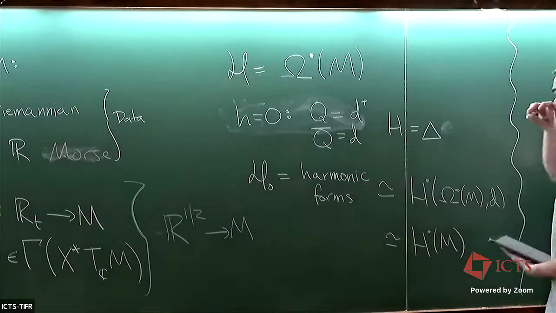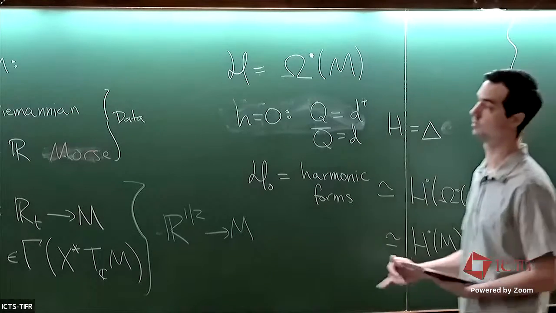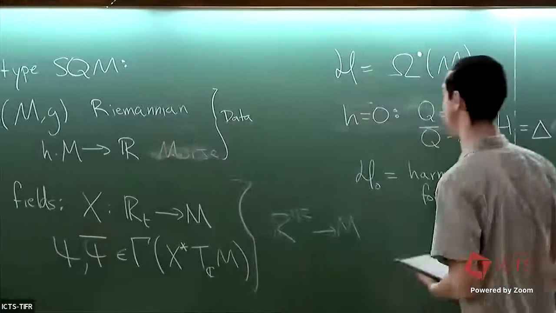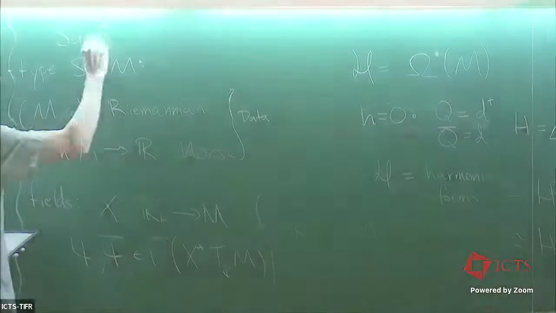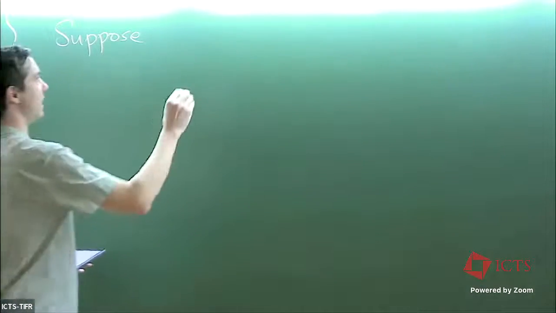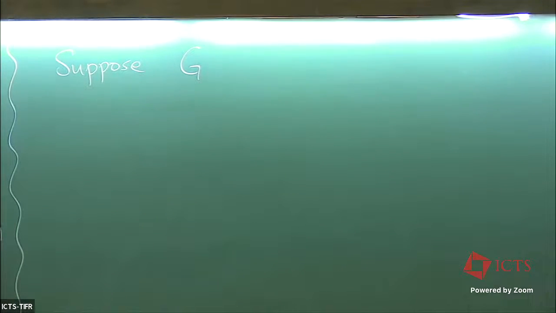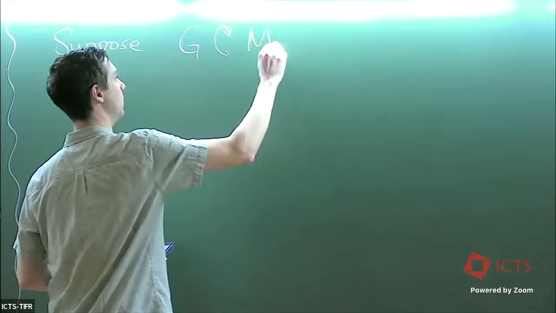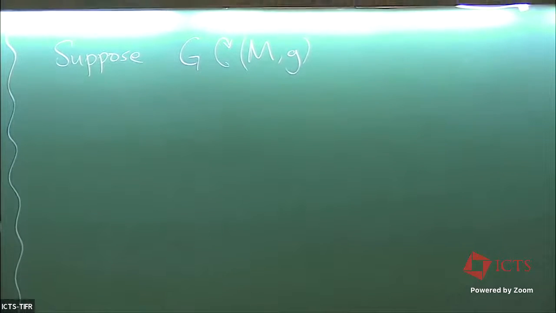Okay, so what would the gauge theory version of this setup look like? Well, we're going to have the same sort of basic data. We're going to have a Riemannian manifold, M. I'm going to use the same notation there. But let's suppose that we have a compact Lie group acting on our manifold by isometries. So it should preserve the metric, of course.